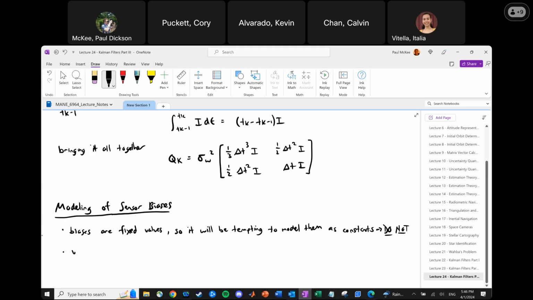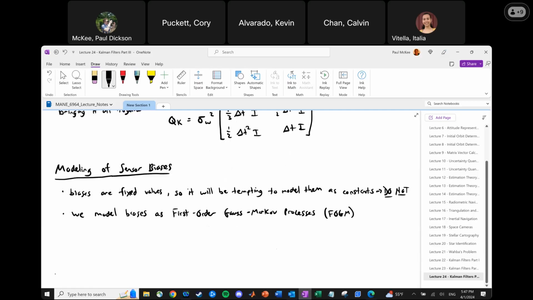So listen up. We model biases as first order Gauss-Markov processes, or just FOGM for short, first order Gauss-Markov. So what the heck does that mean? This is a lot of words. Maybe we know what each word means individually. First order, meaning it's going to be a first order differential equation.